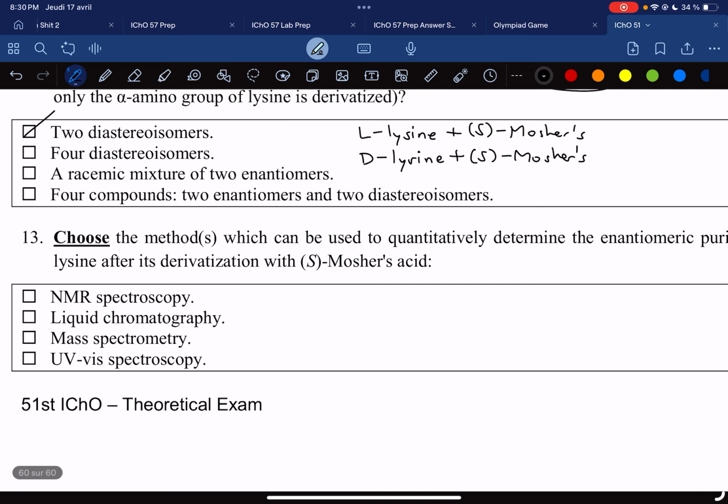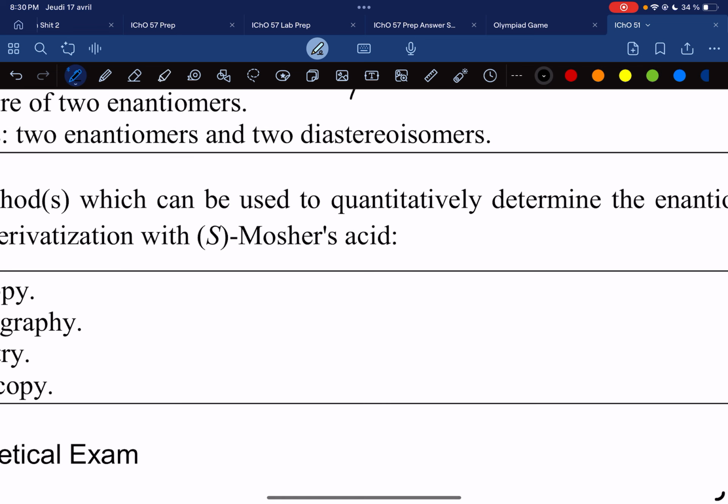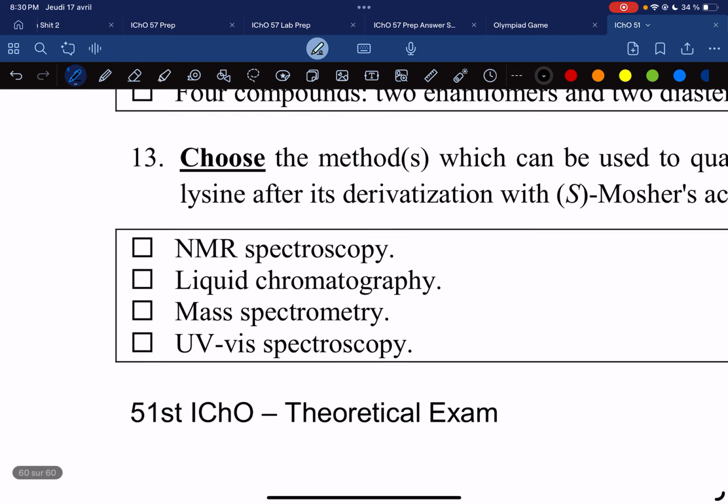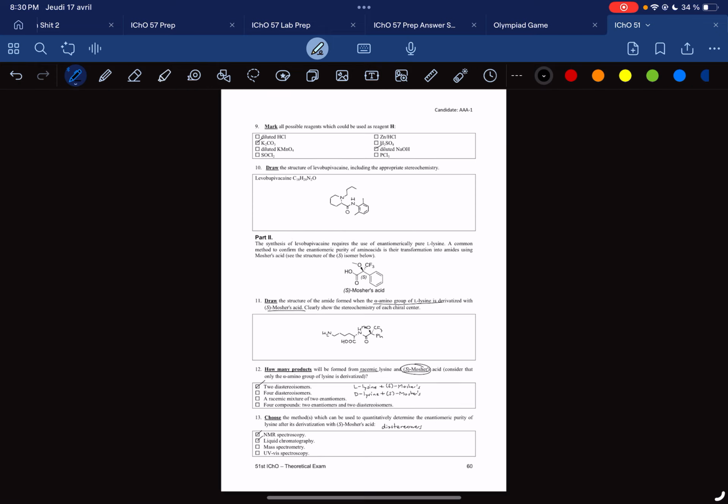Choose the methods that can be used to quantitatively determine the enantiomeric purity of lysine after its derivatization. So we are testing diastereomers, which are different in properties. So you can use NMR, you can use liquid chromatography, and that's it. UV-vis won't work, NMR and liquid chromatography. And you can also use TLC, but it's not listed here.